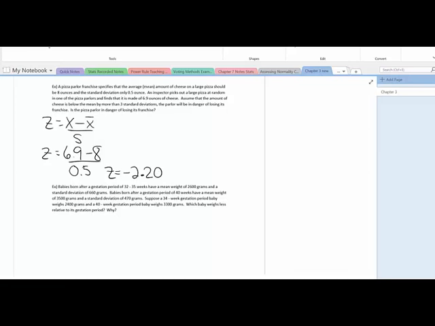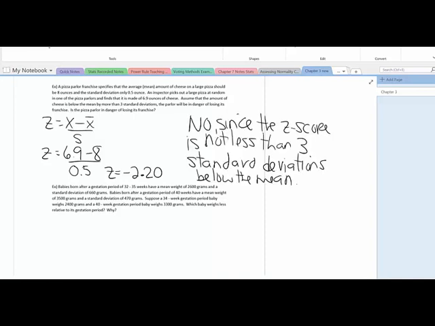So, is this 3 standard deviations below the mean? In this case, it's not. So it doesn't look like the pizza parlor is in danger of losing its franchise. Let me write this out now. So no, since the z-score is not less than 3 standard deviations below the mean.